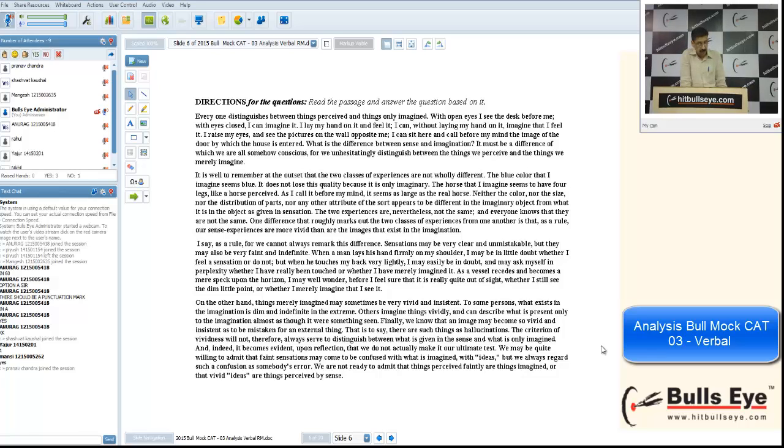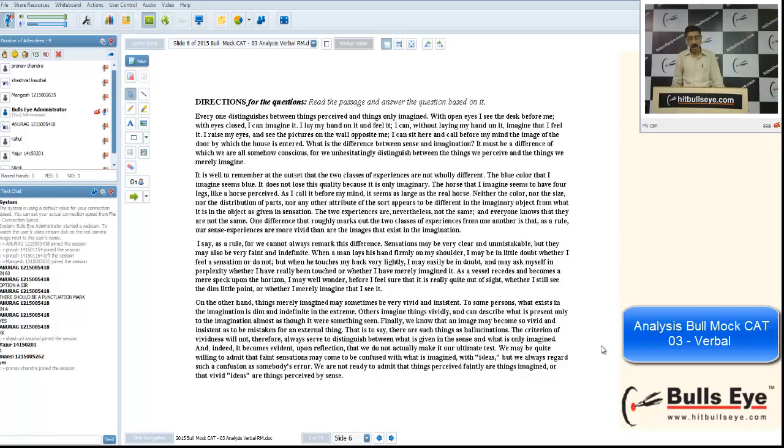So in the very first paragraph, it is saying that there is hardly any difference. In the first few lines, if I read, there is hardly any difference between the things we perceive and the things we imagine. But in the last line of this paragraph, we've been asked this question: what is the difference between sense and imagination? In the first few lines, we wanted to make you believe that there is hardly any difference. But suddenly we've been asked this question: what is the difference between sense and imagination? So it says that there must be a difference of which we all are somehow conscious, between things we perceive and things we merely imagine.